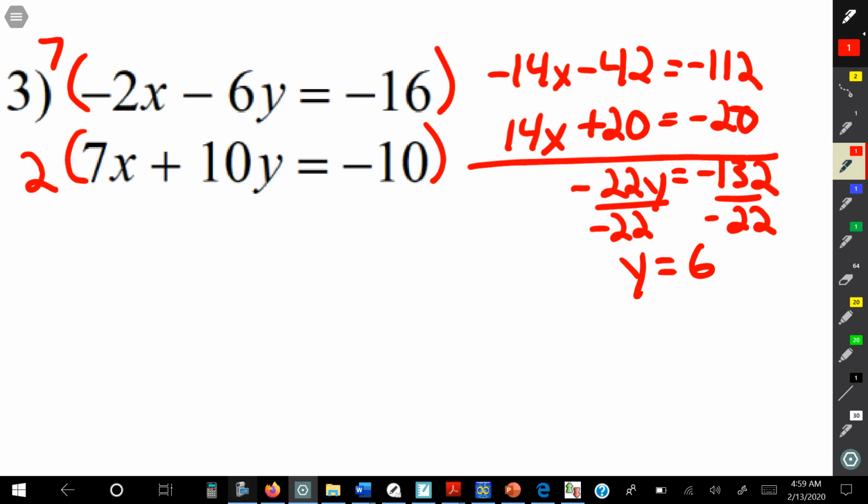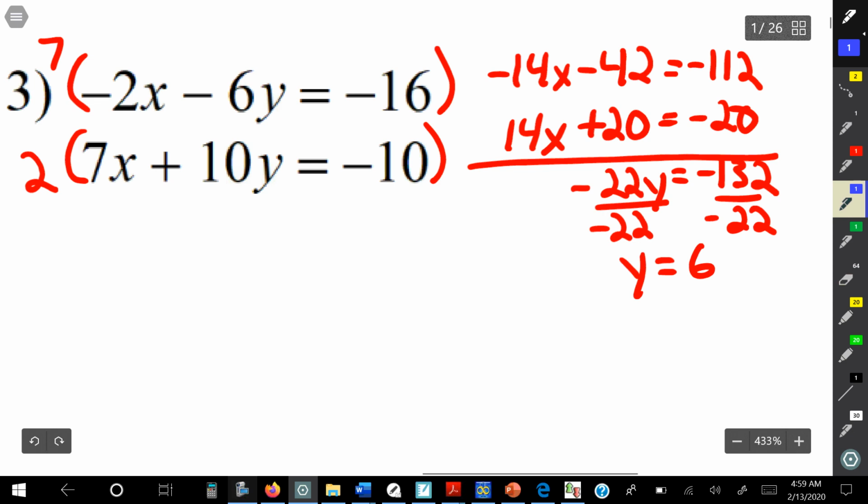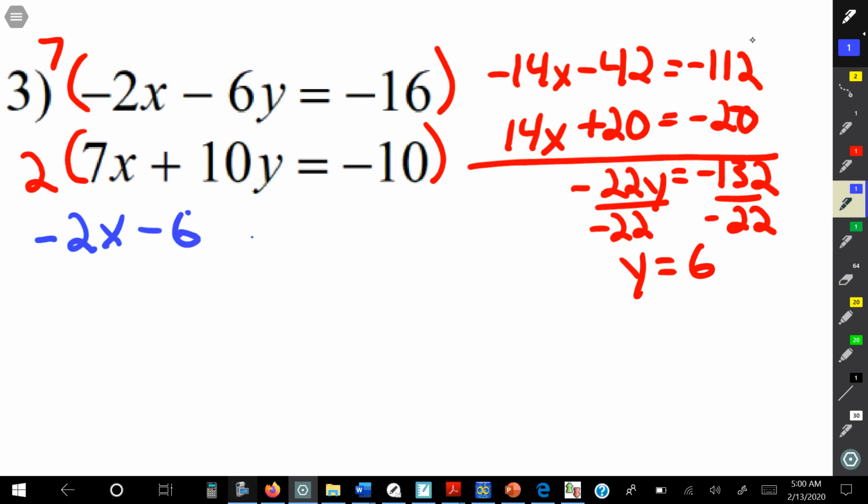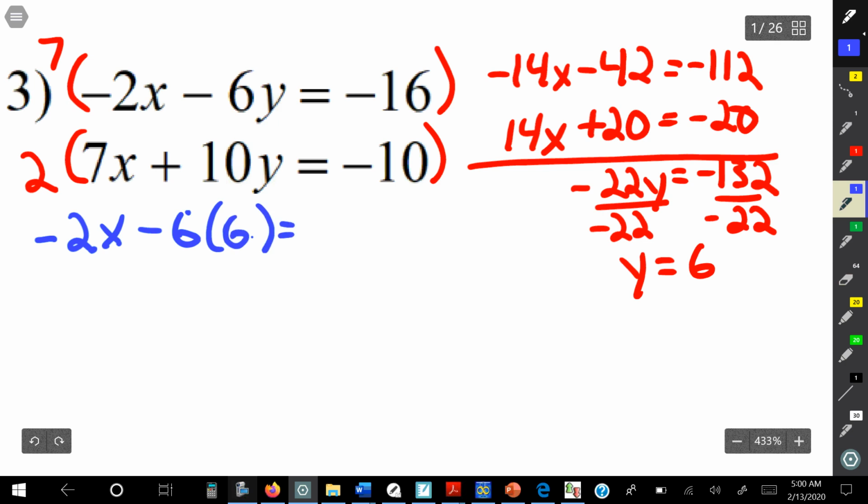All right. Now, I have the y. What I'm going to do now is take the y and plug it in. You can pick either equation. Just make sure you pick the original. And I'm going to pick the top equation here. So I got negative 2 times x minus 6 times 6, because I'm replacing the y here, is equal to negative 16.